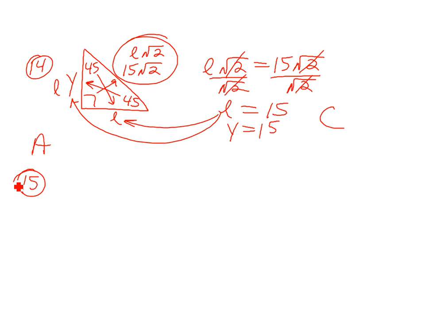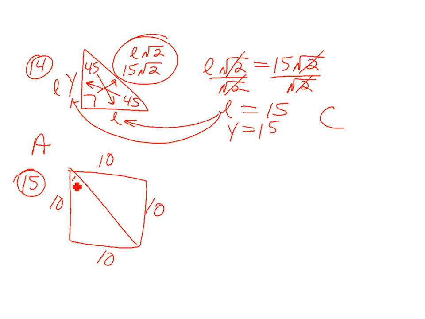Number 15. The length of the sides of a square are 10 meters. Find the length of the diagonal. So we got this square. Each side is 10. We draw a diagonal in it. So that creates two 45, 45, 90 triangles. In a 45, 45, 90, the side across from the 45-degree angle should be labeled L. Side across from the other 45-degree angle, L. Side across from the right angle, L times the square root of 2. That's the part we're looking for.